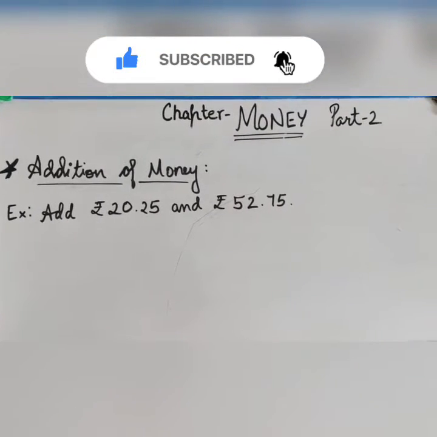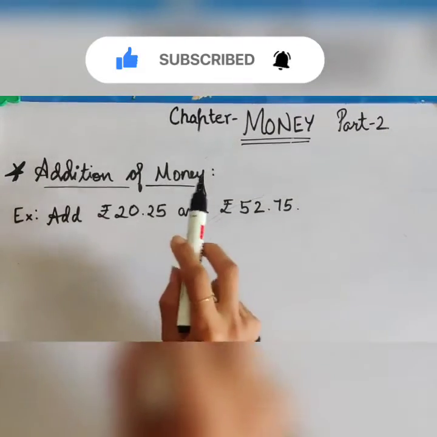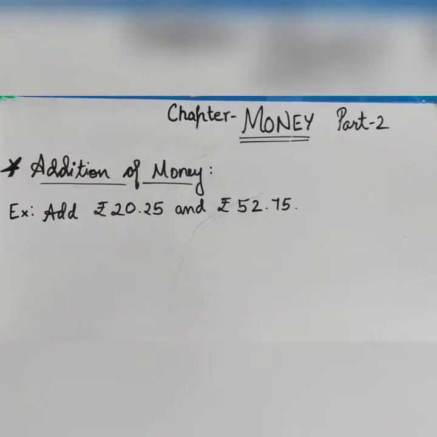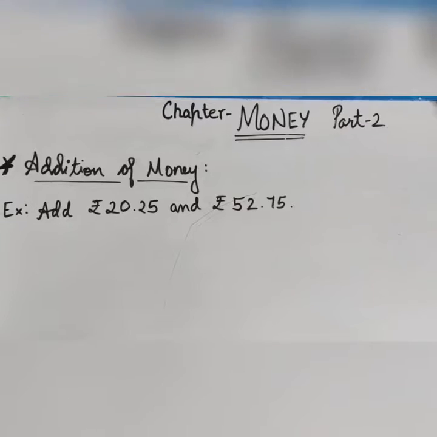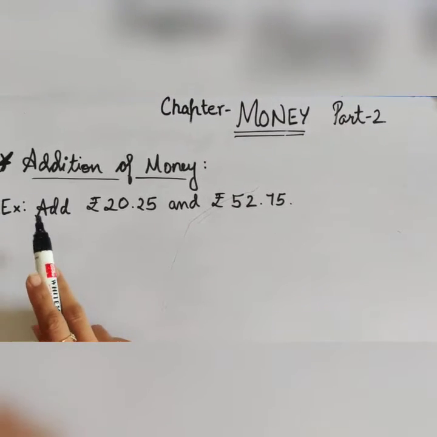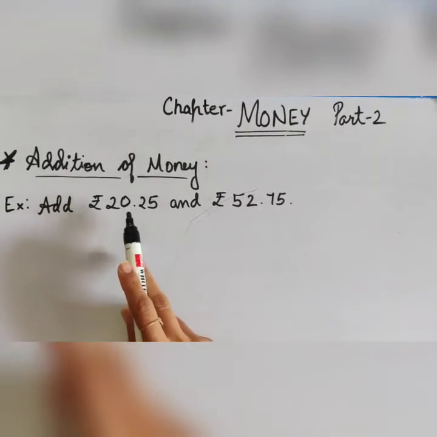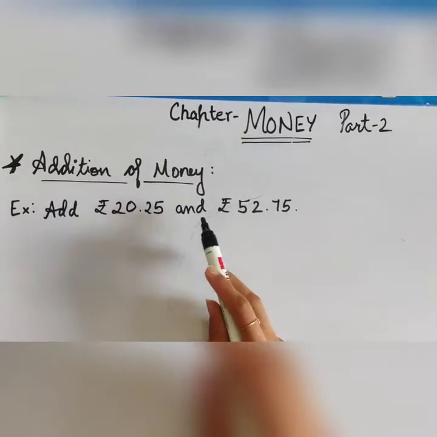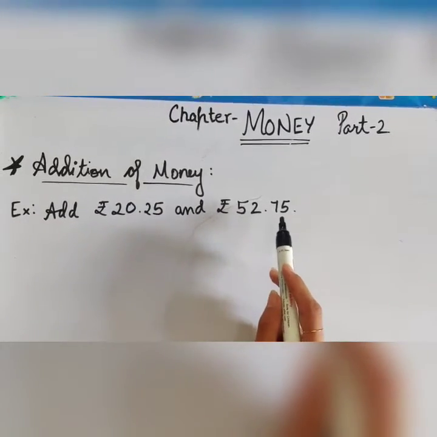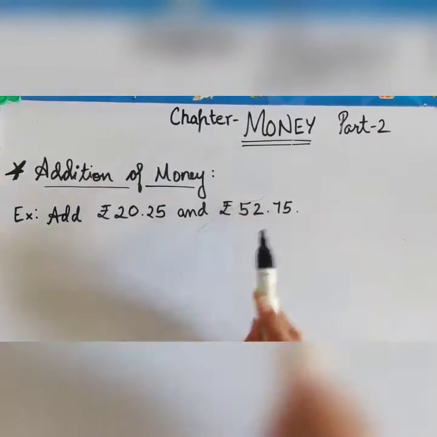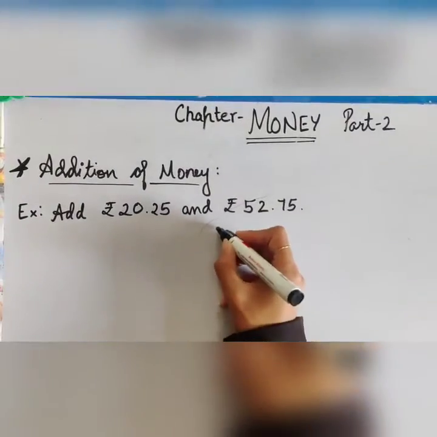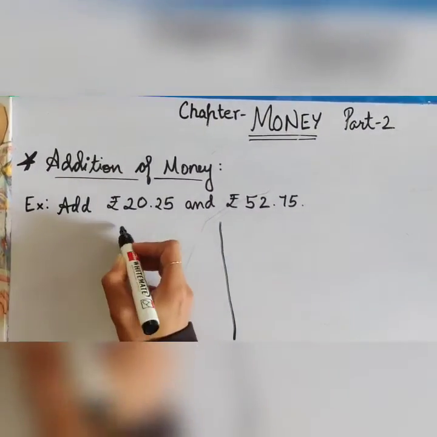Let us start with today's topic. Addition of money. Let us understand how we add amounts of money with an example. Add rupees 20, 25 paise and rupees 52, 75 paise. There are two methods of doing this.